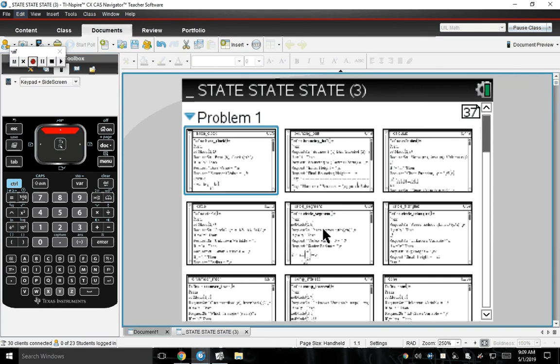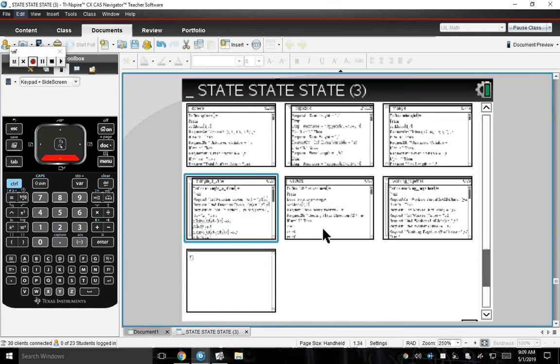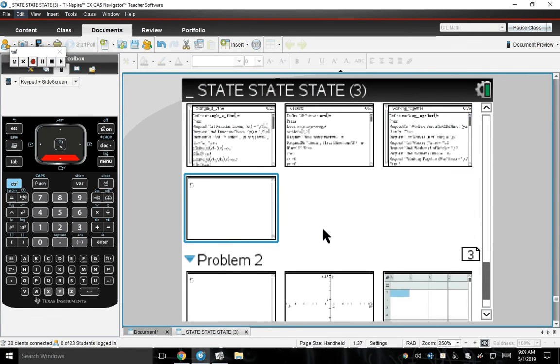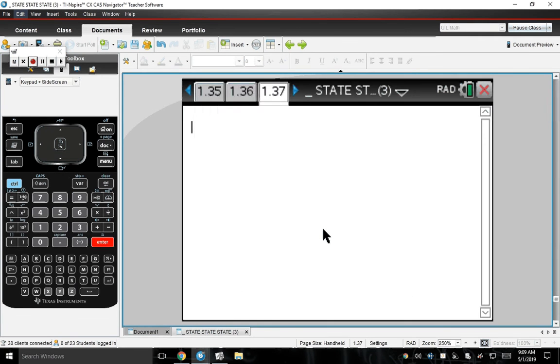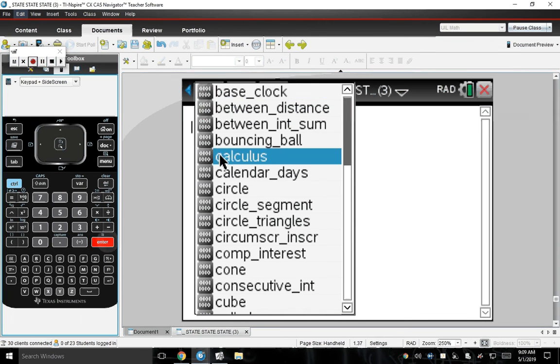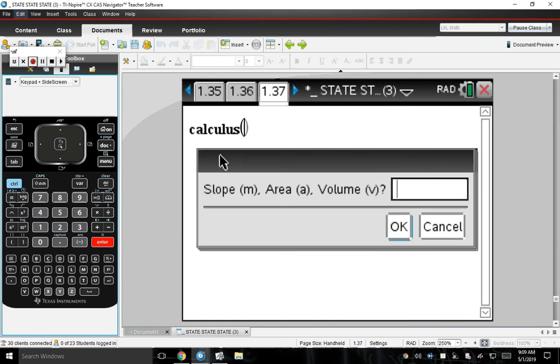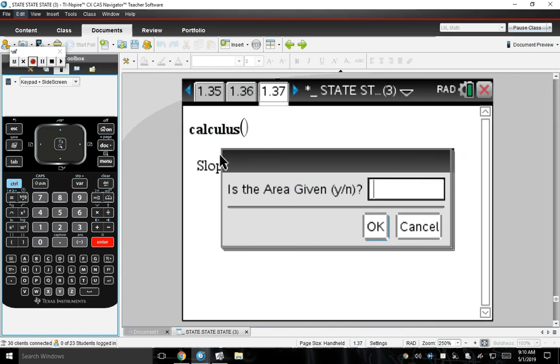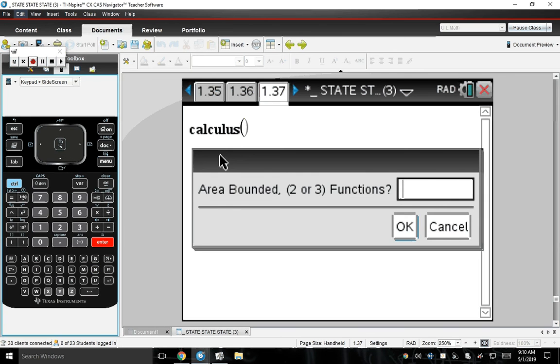Now go down to the first empty page. Keep going, keep going. Right, okay, right there. Press enter. Now, you're going to press VARS, calculus. Showing you how to do this on the video. Pressing it again. And what are y'all looking for? Slope, area, or volume? Area. So you'd put A. Is the area given? You're going to say no, but it is given for us on calculator applications test.